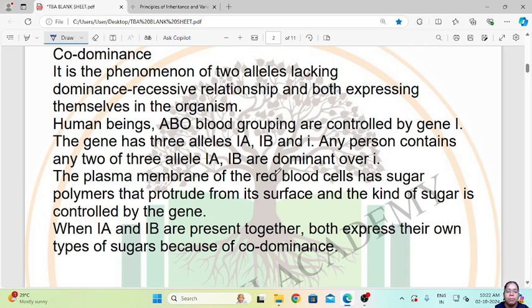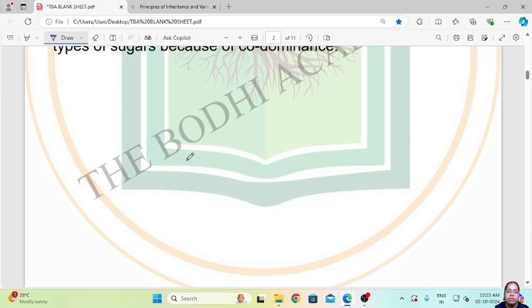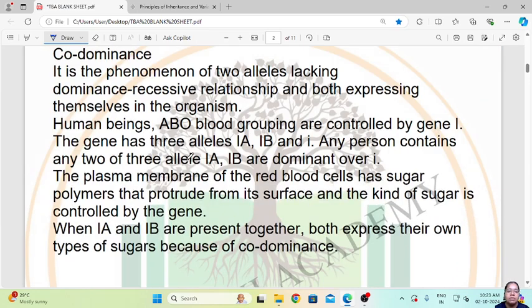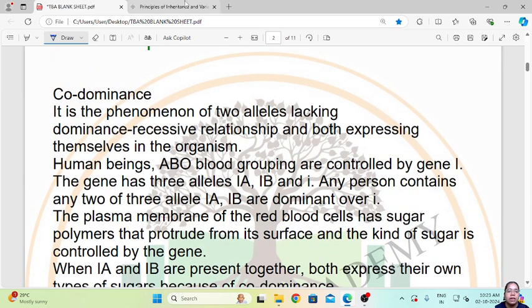The plasma membrane of the red blood cell has sugar polymers that protrude from its surface, and the kind of sugar is controlled by the gene. When IA and IB are present together, both express their own type of sugar because of codominance. So this is about codominance, and an example is human blood group. So we will learn this using one example now.